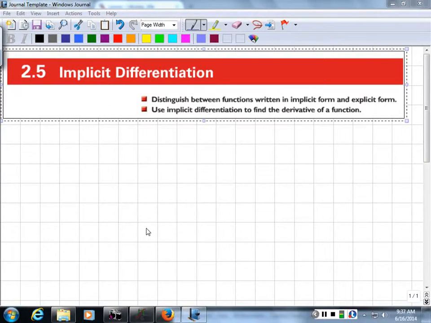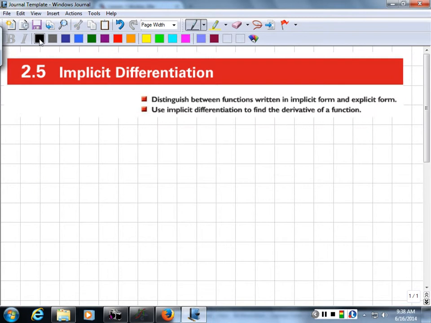All right, implicit differentiation. We want to distinguish between functions written in implicit form and explicit form, and then we want to use implicit differentiation to find the derivative of a function. The difference between implicit and explicit is simply this. An explicit function is written in terms of a single variable on one side of the equation.